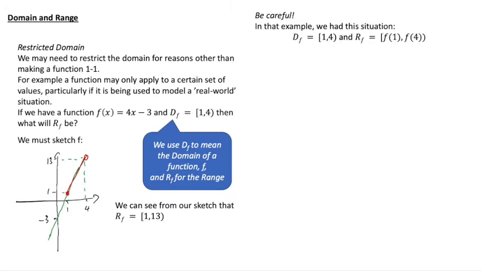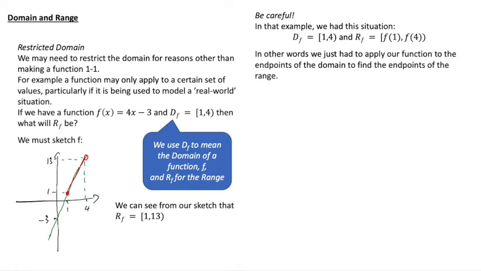So in that example you may think the sketch wasn't that important. We can see that actually we got the range by just applying the function to the values in the domain. We did the function applied to 1 and the function applied to 4, and that gave us our range. But we must be careful, as it says. In this case we were able to apply our function to the endpoints of the domain to find the endpoints of the range, but this will not always be the case.